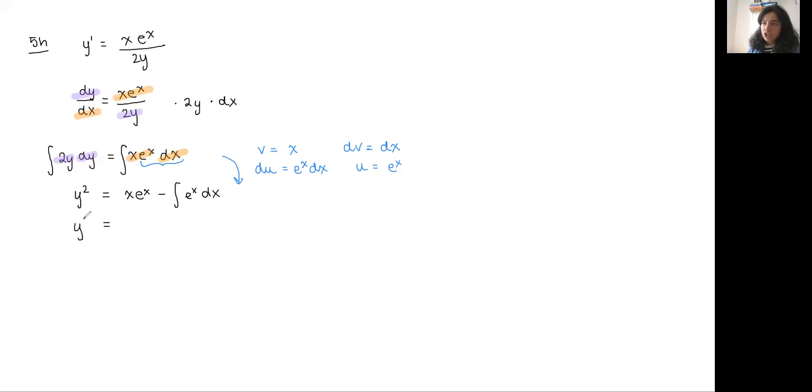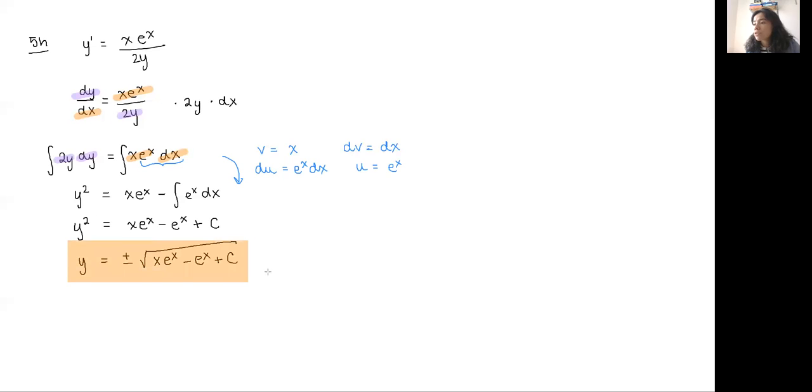Now, the left-hand side still hasn't changed over here, and I'm going to get x e to the x minus the integral of e to the x, which is just e to the x, and then plus my constant of integration, which I have to add on the right-hand side. All right, and from here, if I want to solve for y, I'm going to get that y is equal to plus or minus the square root of x e to the x minus e to the x plus c. This is my final answer.